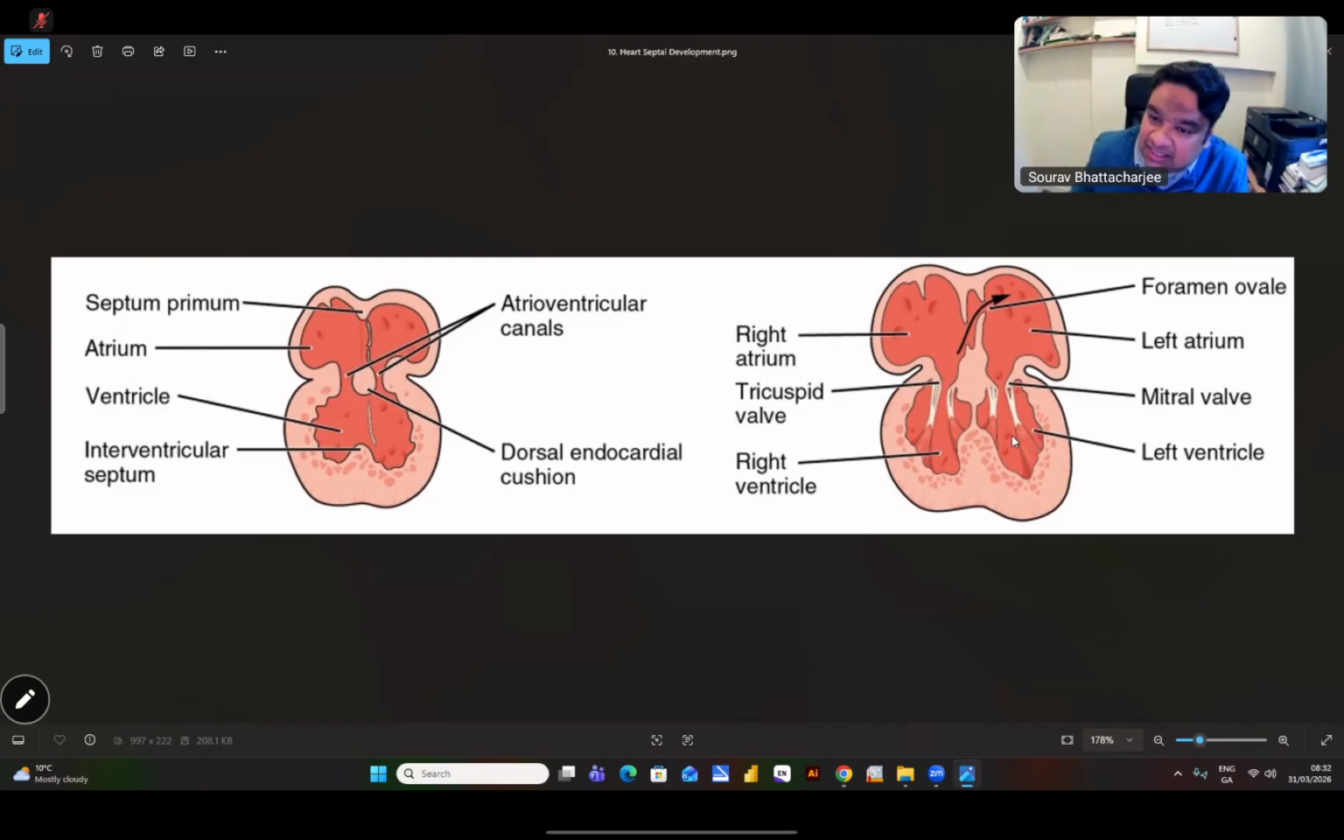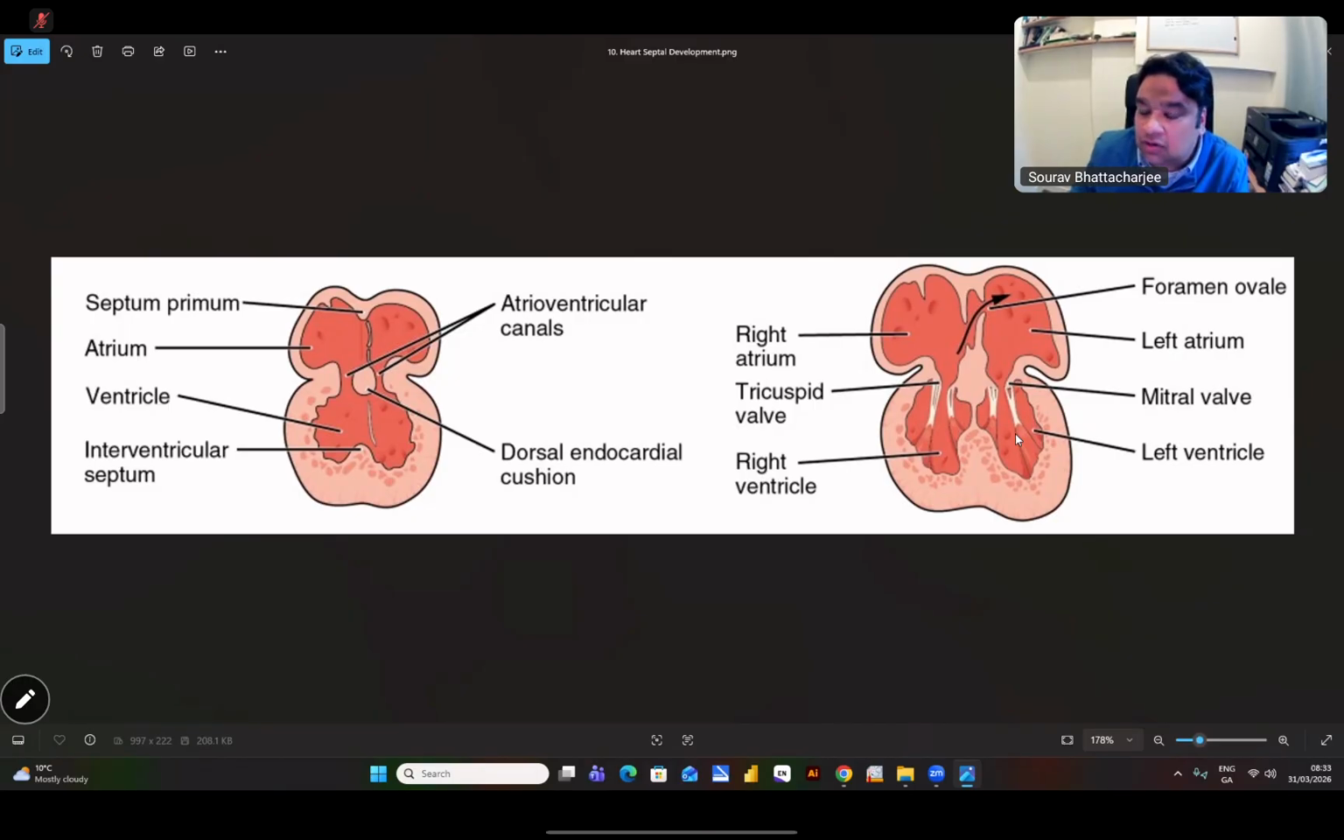Now, these are the two ventricles developing, and this is where the ventricular septum will also develop. This endocardial cushion will also give rise to the valves. On the right side, there will be the tricuspid valve. On the left side, there will be the mitral valve, sometimes also called the bicuspid valve. These valves will regulate how the blood flows from the right atrium to the right ventricle and from the left atrium to the left ventricle.